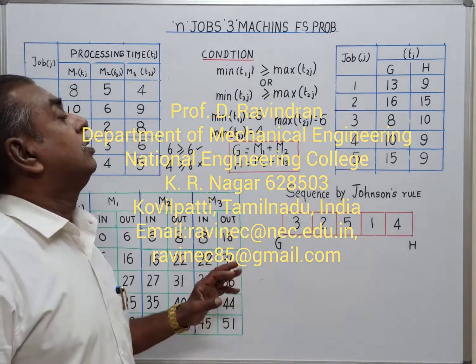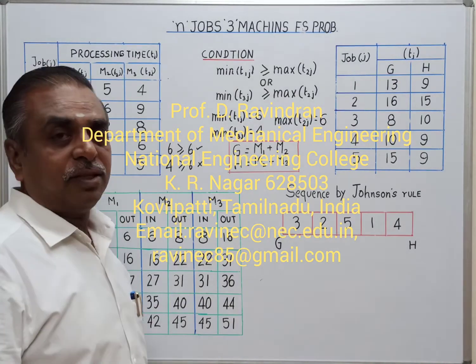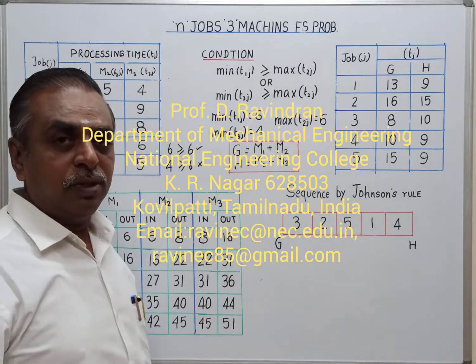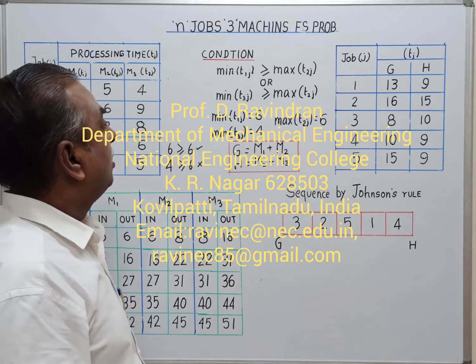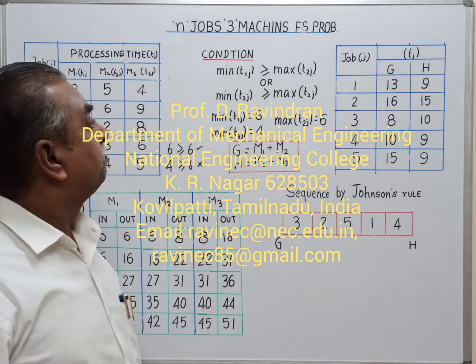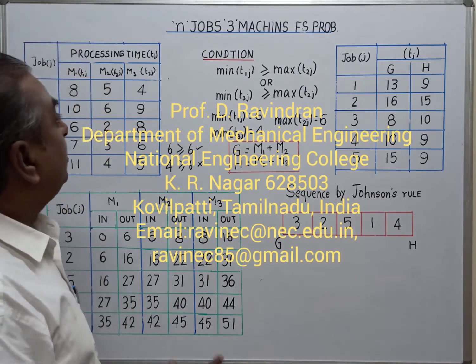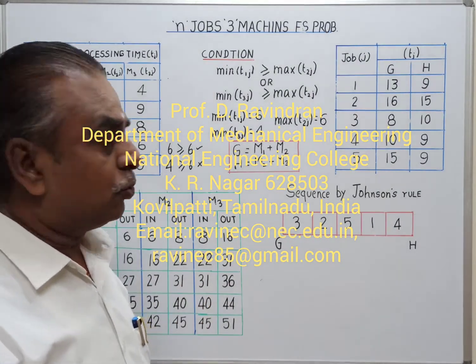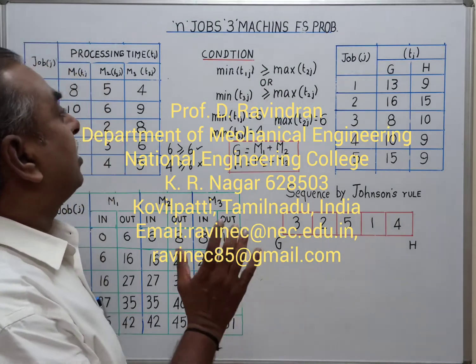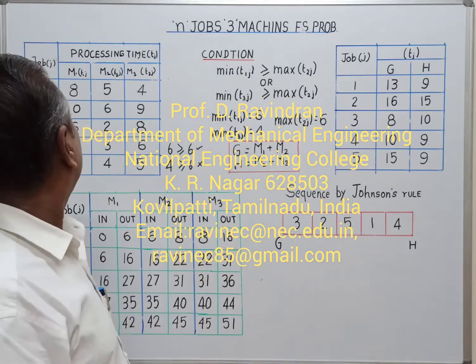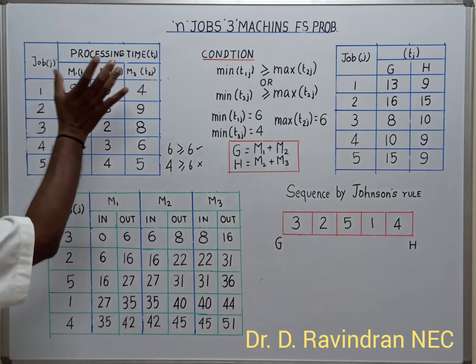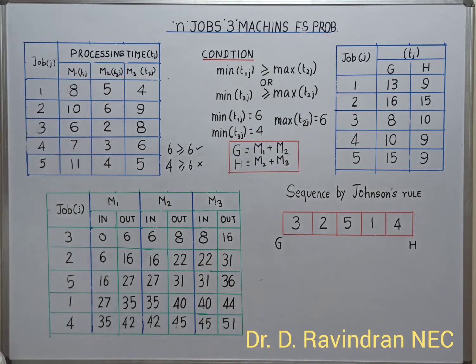Hello students, in the earlier classes we have solved some n jobs 2 machines problems, that is flow shop problems, using Johnson's rule. Now n jobs 3 machines problems also can be solved using Johnson's rule provided certain conditions are satisfied. Now let us assume a problem of 3 machines and 5 jobs.